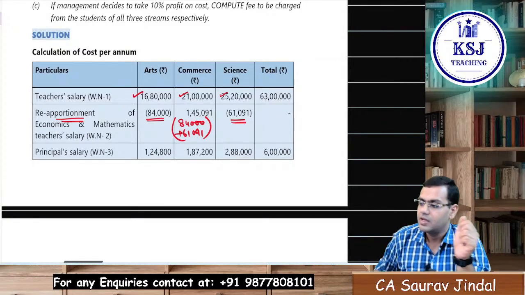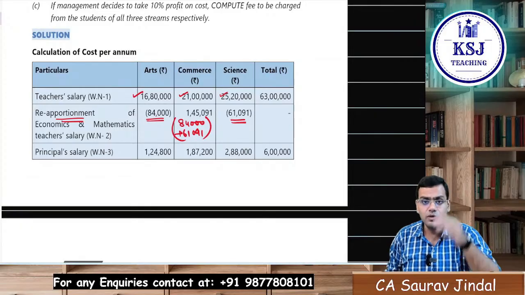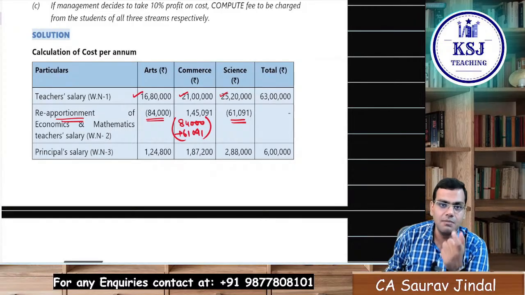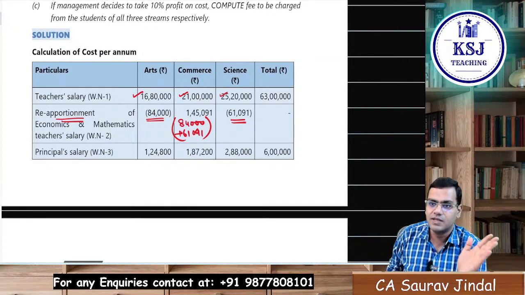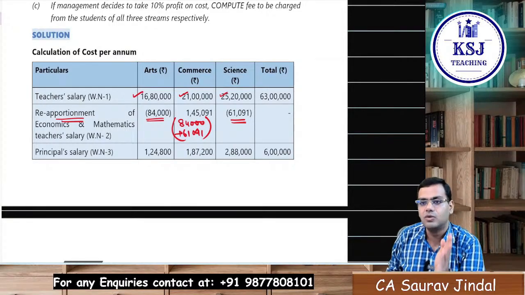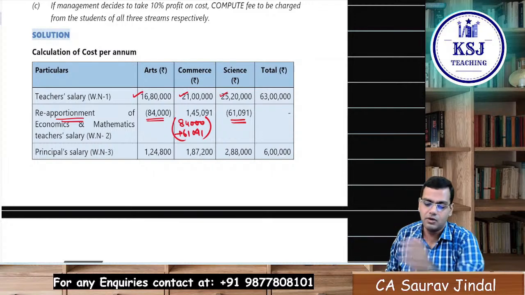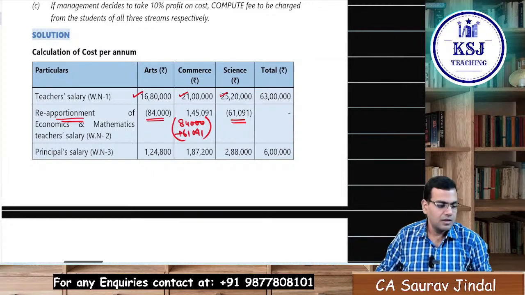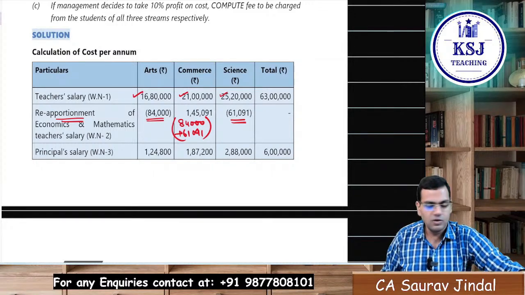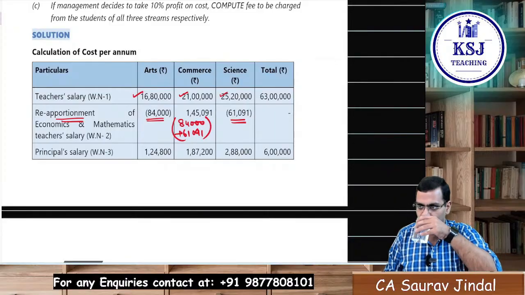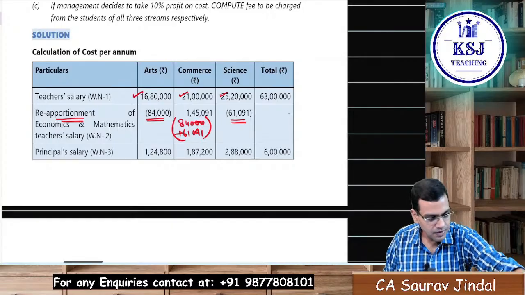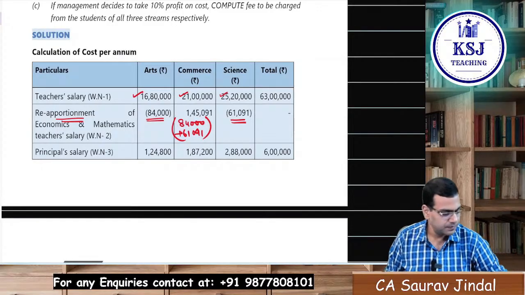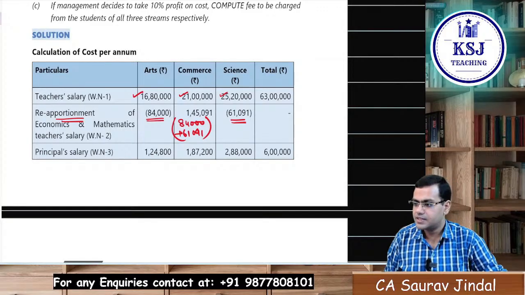Here also in the science stream you will have to reduce their cost because some hours were given to the commerce stream. So whatever is the number of hours given to the commerce part, it will add to the cost of the commerce stream and not arts and science. Is it clear, guys? Please let me know if this is clear.